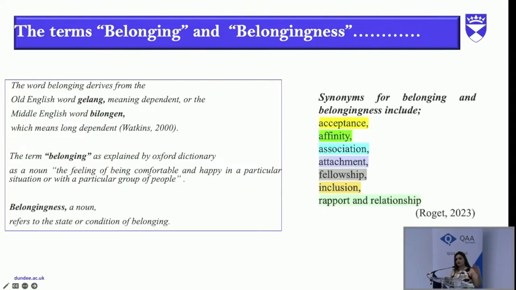Belongingness is a noun that refers to the state or condition of belonging, so it emerges from belonging. But if we look at the synonyms for belonging and belongingness in the literature, the synonyms for both terms are the same: acceptance, affinity, association, attachment, fellowship, inclusion, rapport building, and relationships. So we can use both terms interchangeably, belonging and belongingness.